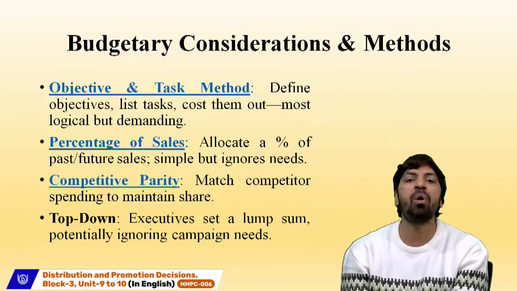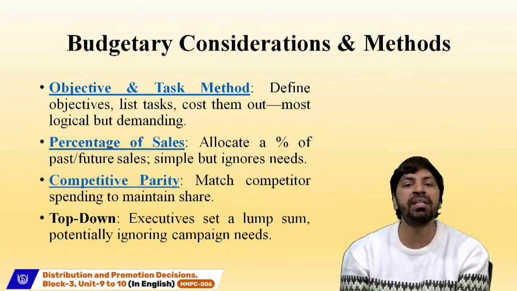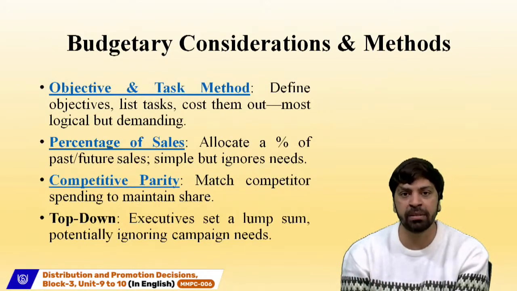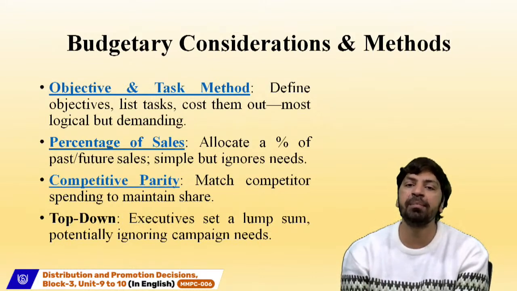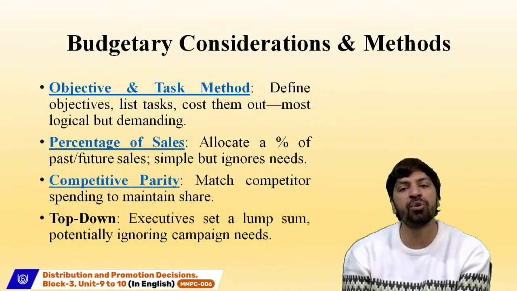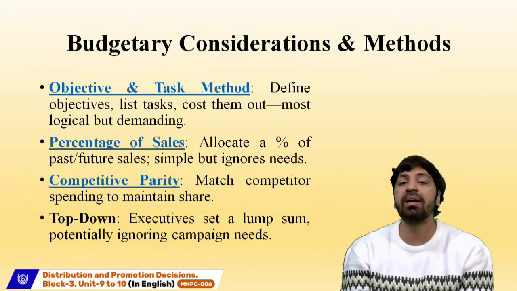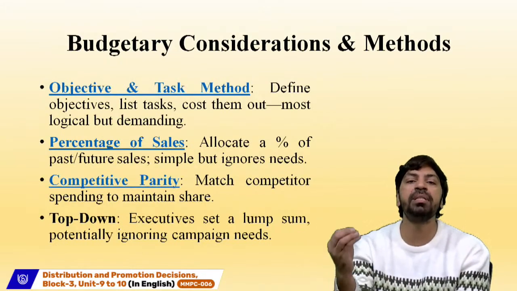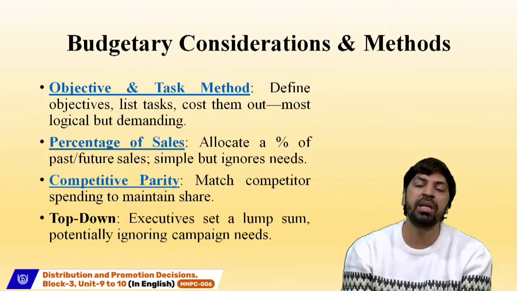Next one is the competitive parity. It matches the competitors' spending to maintain the maximum share across all the selected channels. Next is top down, where the executive sets a lump sum percentage or amount and then potentially ignores the campaign's need. So once the company ignores the campaign's need, they are free to hire the executive just to set up the lump sum cost for the selected promotional activities.